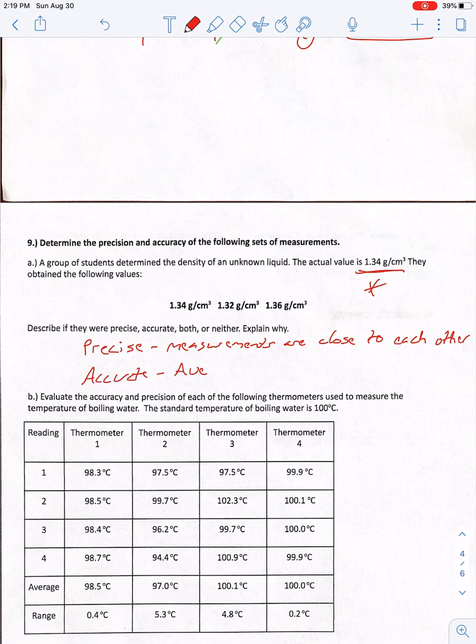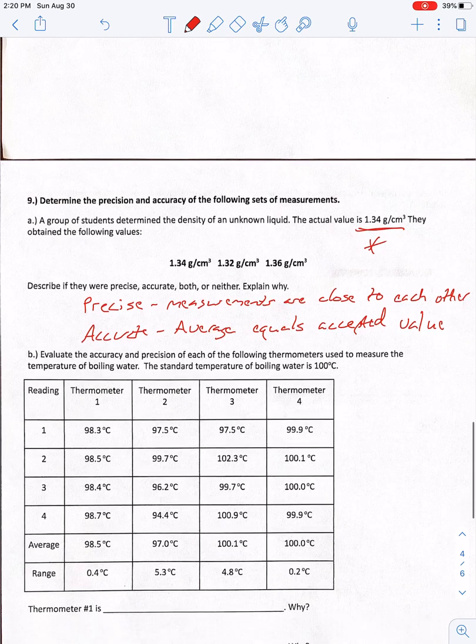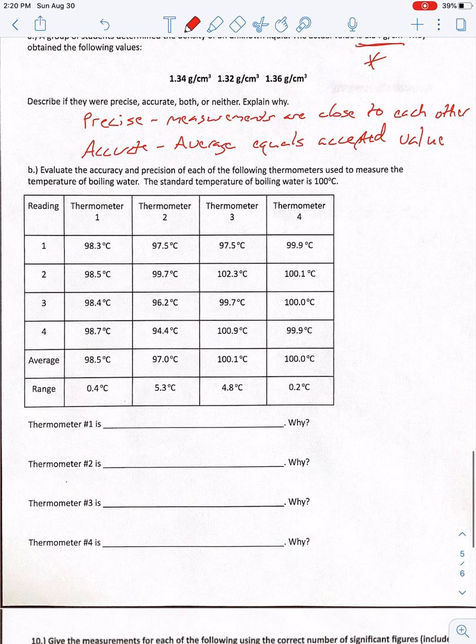because average equals accepted value. Now, it doesn't have to exactly equal it. It just has to be close. Okay, so part B, evaluate the accuracy and precision of each of the following thermometers used to measure the temperature of boiling water. The standard temperature of boiling water is 100 degrees Celsius. So that is my accepted value. So let's look at thermometer number 1: 98.3, 98.5, 98.4, 98.7. Those are all pretty close to each other. So I would say it is precise.